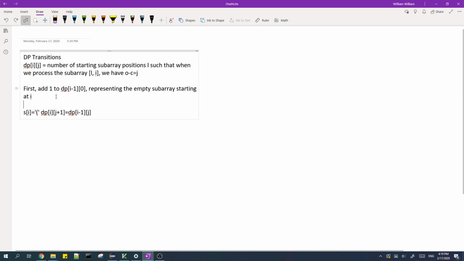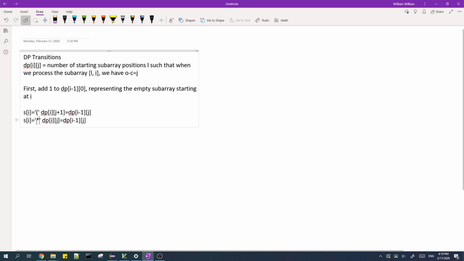And then next, we have to do some casework. So if the new character is an opening parentheses, then our value O minus C will increase by 1. So what we do is we set dp of i, j plus 1 equal to dp of I minus 1, j. So all j increase by 1.